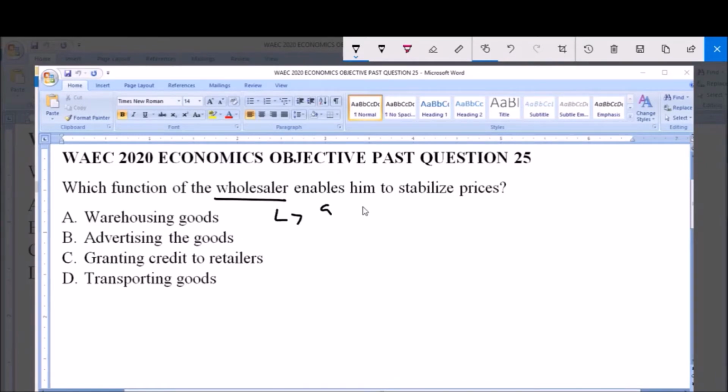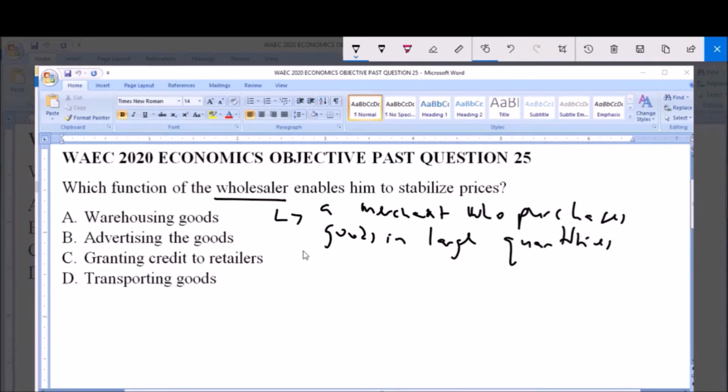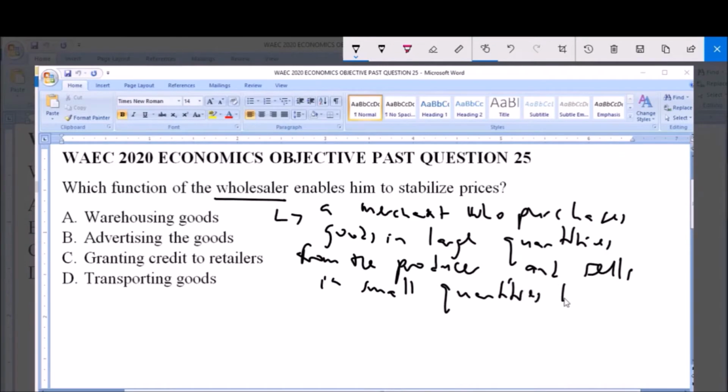Now, the wholesaler is part of the channel of distribution, and the wholesaler is basically described as a merchant who purchases goods in large quantities from the producers or manufacturers, and sells in small quantities to retailers. Now, one of the major functions or importance of the wholesaler is stabilization of prices.